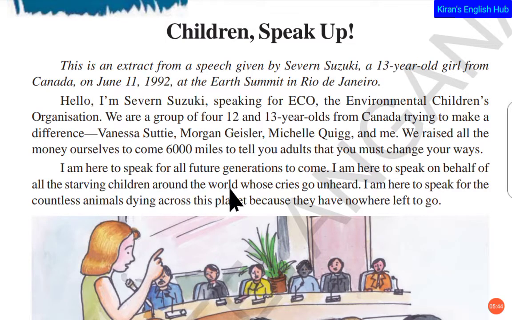Okay, so I am here to speak for the countless animals dying across the planet because they have nowhere left to go. Why do they have nowhere left to go? Because there is a lot of deforestation. Lakhs and thousands of acres of land are deforested day by day. So she is there to speak on behalf of the generations, on behalf of the people, on behalf of the children, and on behalf of the environment, the animals, the plants.